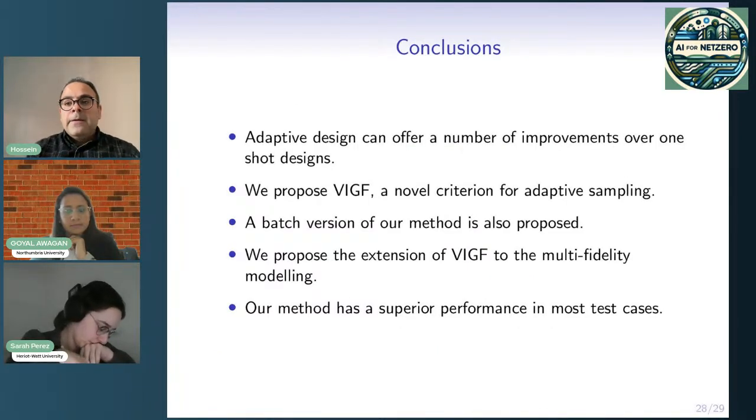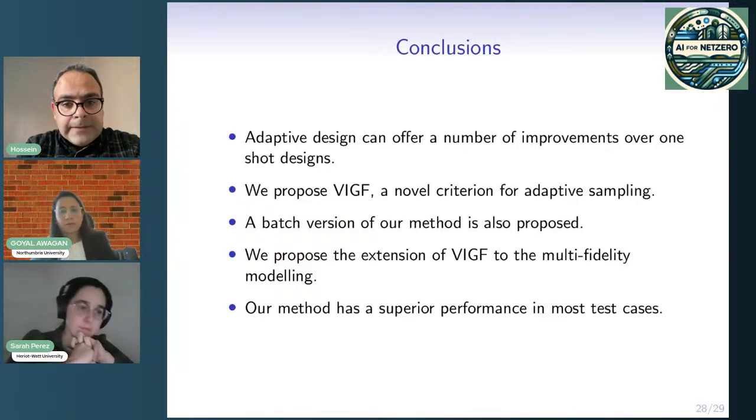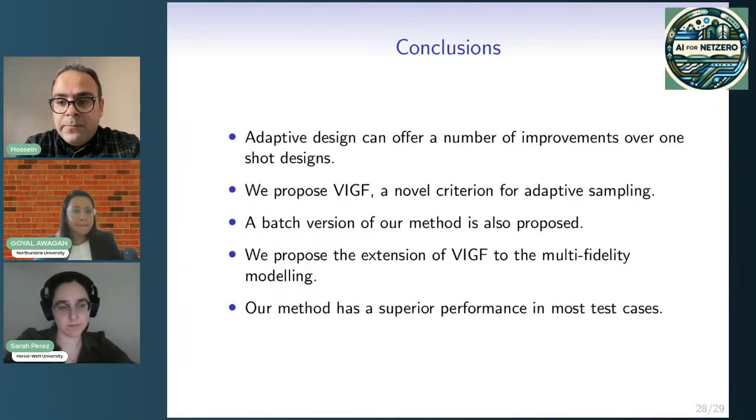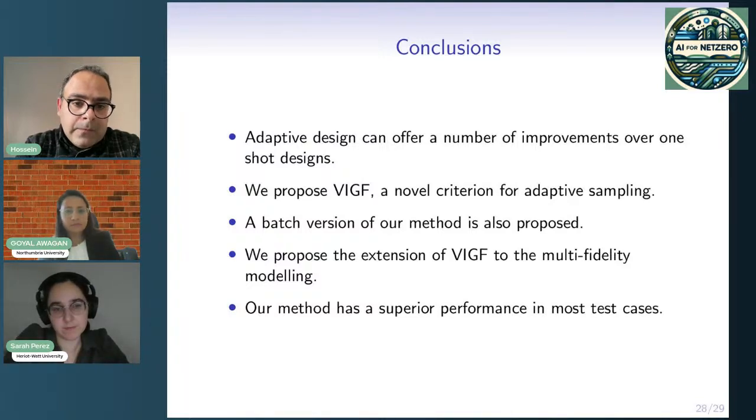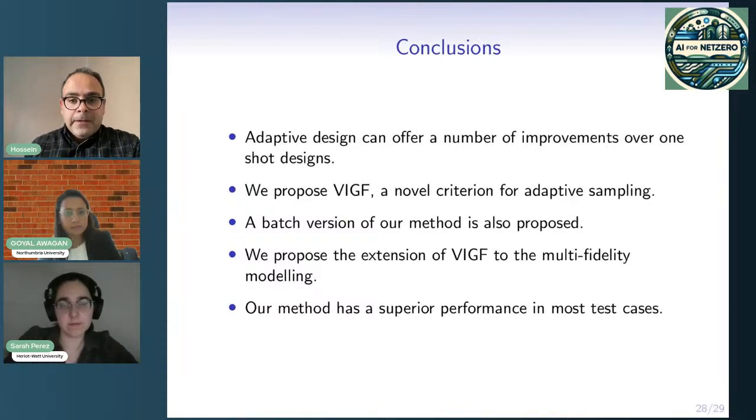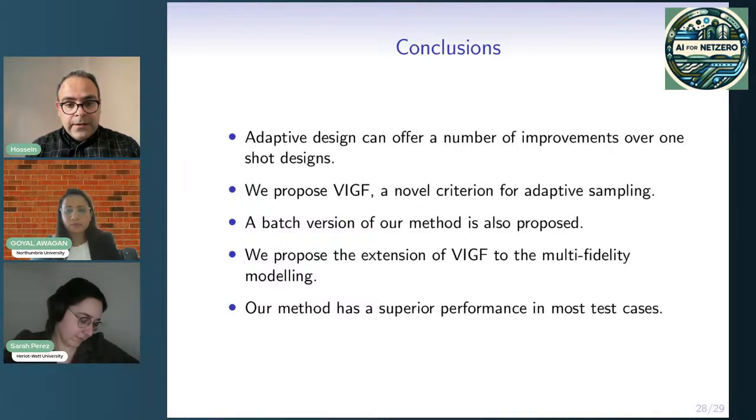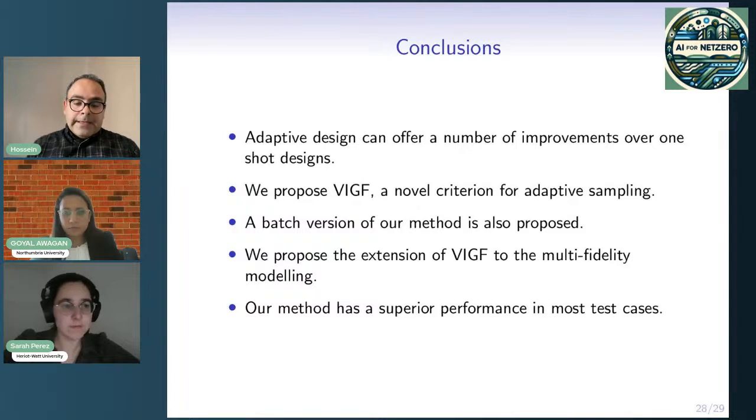And in conclusion, we found that adaptive design can offer a number of improvements over one-shot design. We propose a novel design criterion called VIGF for adaptive sampling. In addition, we propose the batch version of VIGF, which can be helpful to save the user time. Also, we have extended VIGF to multi-fidelity modeling.